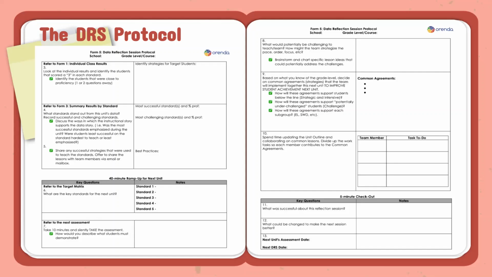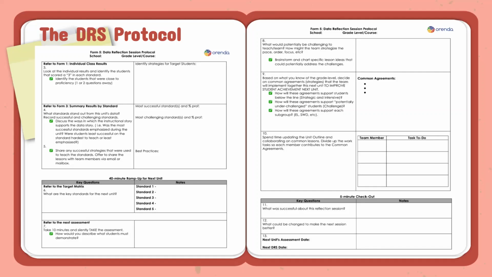After reflecting on the previous unit, the next portion of the DRS is a guided reflection for the next unit assessment. In step 6, you will use the standards matrix located in your Google Drive to list the next unit's key 5 standards. In step 7, you will be given next unit's assessment and be able to view it to know how to best address the needs of students in order to ensure success on the next unit's assessment.